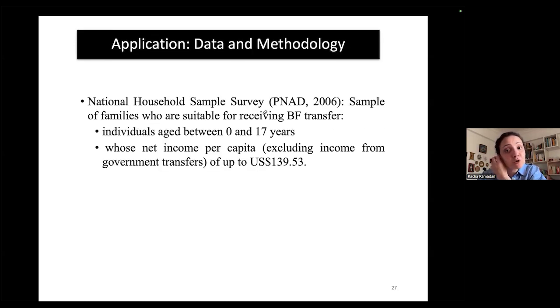So they use the National Household Sample Survey. So returning to Dr. Riham's question, it is cross-sectional data. We don't have information on what happened before Bolsa Familia for this household. They had a sample of individuals who are suitable for receiving Bolsa Familia. Receiving or not, I mean, this is a treatment, but our sample have all the characteristics that would make them eligible for this program. Mainly, they have children between 0 and 17 years old, and their per capita income is lower than $139.